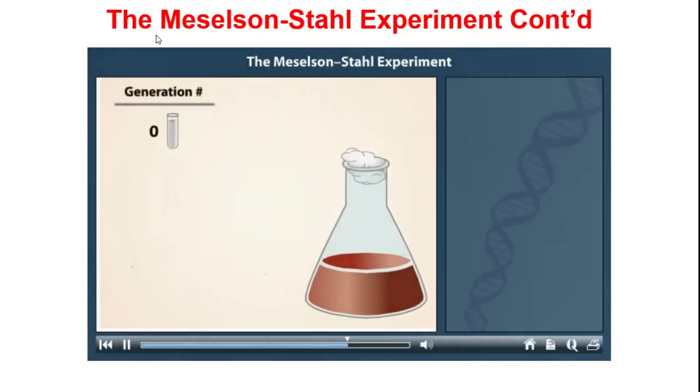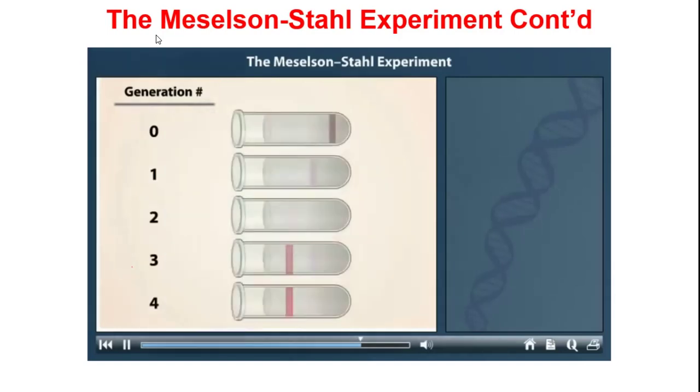After the transfer to light medium, a sample was taken every 20 minutes, which is the generation time for E. coli cells growing at their optimal temperature. The DNA from the samples was prepared for high-speed centrifugation. Meselson and Stahl found the following results.